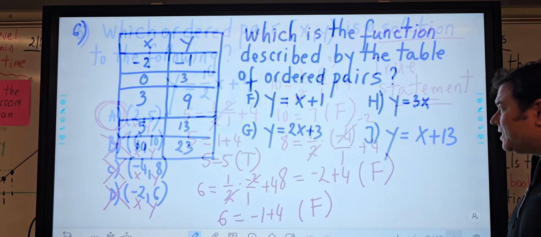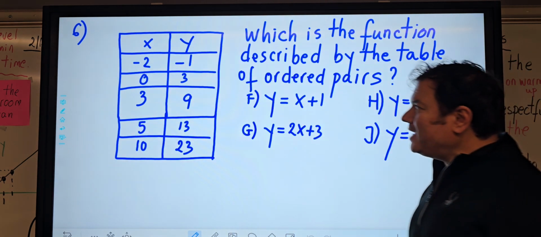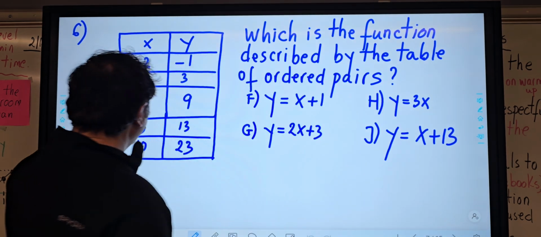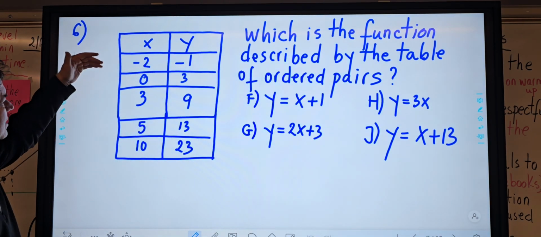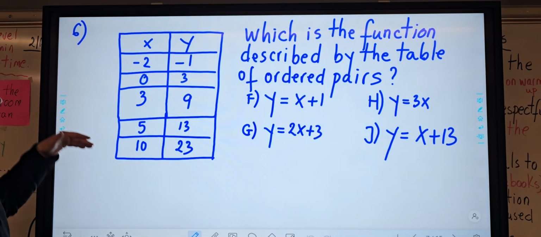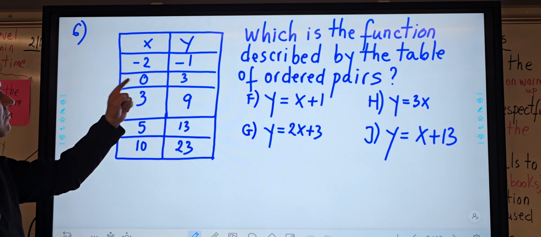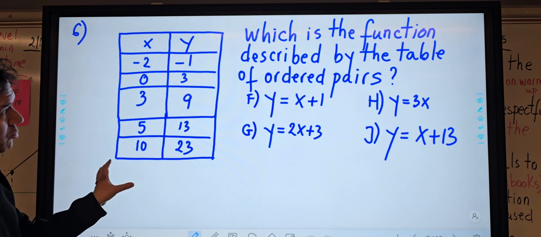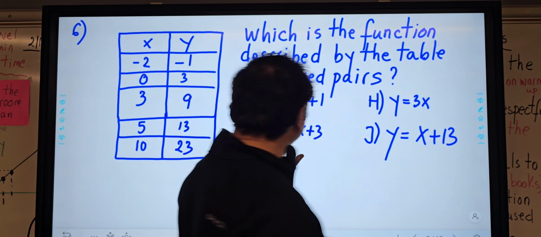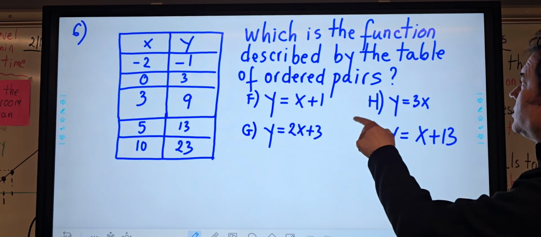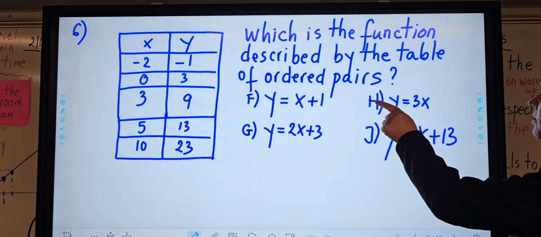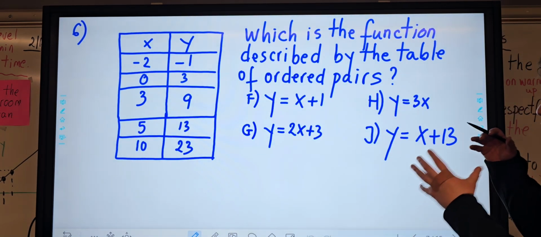Okay, let's take a look at another problem you may see on a test. We have a table here, a table of values. X, we have negative 2, 0, 3, 5, and 10. And for the Y, we have negative 1, 3, 9, 13, and 23. And let's see what they're asking us. Which is the function described by the table of ordered pairs?